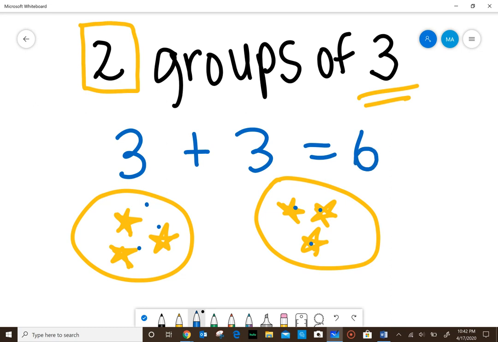And if you wanted to go the extra step and write your multiplication sentence like Ms. Guzman showed you in one of the other lessons, you can also do that. You can write it as 2, because we have 2 groups, times 3 equals 6.